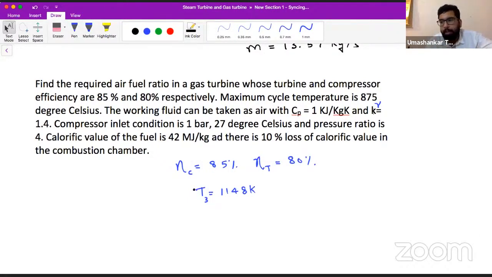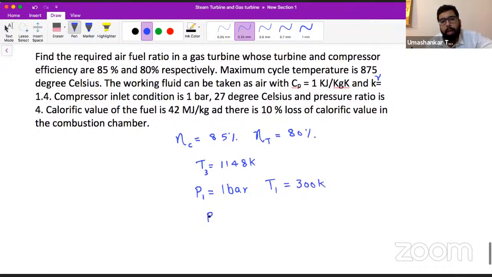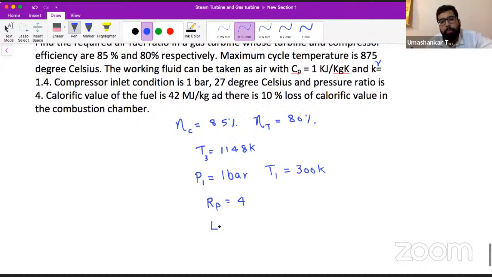Compressor inlet condition is 1 bar, so P1 is given. T1 is also given, 27 degrees, so 273 plus 27, that is 300 Kelvin, and the pressure ratio is 4. So Rp is also given to you as 4. The calorific value is 42 megajoule per kg. This is normally the lower calorific value, or you may take only the calorific value.